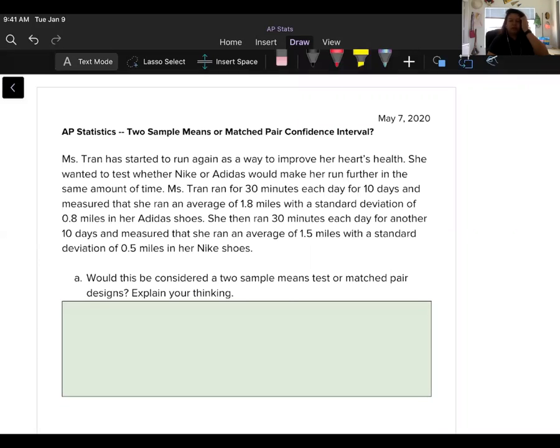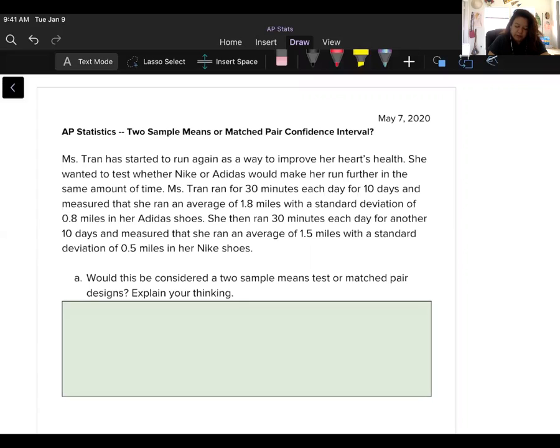Let's go ahead and go over the launch for today. So Ms. Chan has started to run again as a way to improve her heart's health. She wanted to test whether Nike or Adidas would make her run further in the same amount of time. Ms. Tran ran for 30 minutes each day for 10 days and measured that she ran an average of 1.8 miles with a standard deviation of 0.8 in her Adidas shoes.